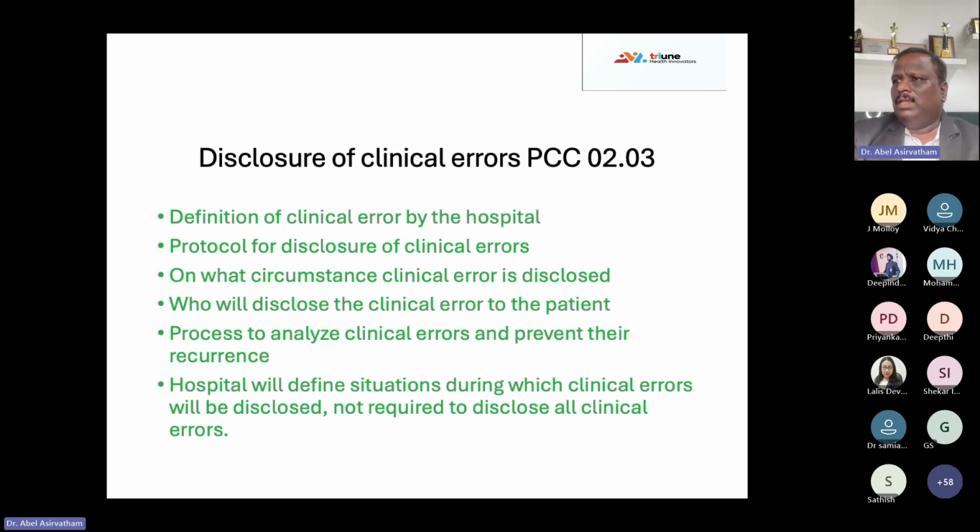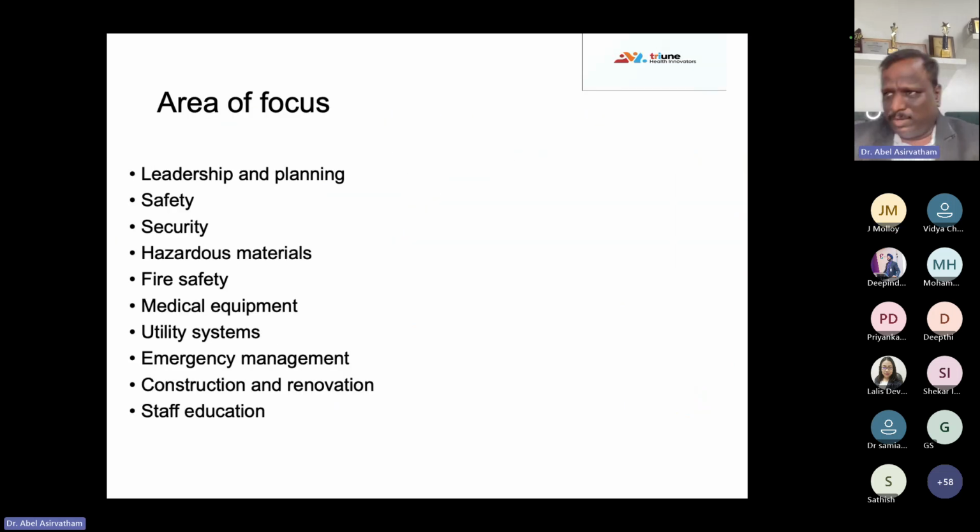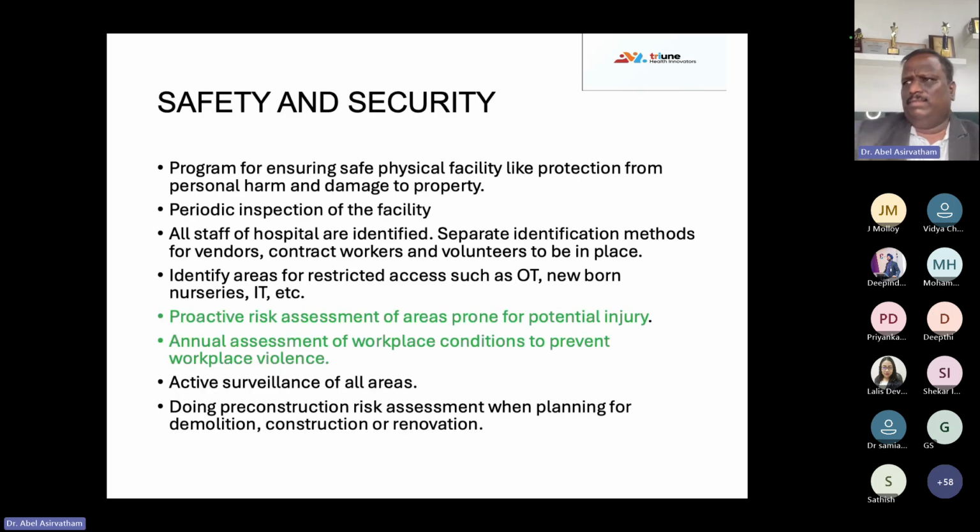Then we go to the next chapter, facility management and safety. It talks about leadership and planning, safety, security, hazardous materials, fire safety, medical equipment, utility systems. It talks about emergency management, construction, renovation, staff education. Then when we talk about safety and security, there is a program for ensuring a safe physical facility, protection from personal harm and damage to property. How frequently the facility is inspected, there needs to be a calendar for that.